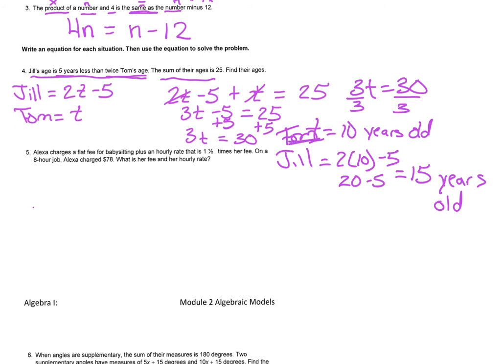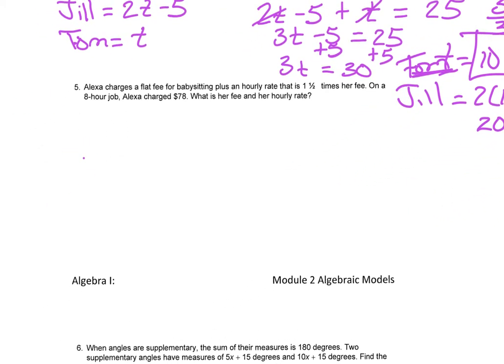So Tom is 10 and Jill is 15. Okay, the next question is about Alexa. Alexa charges a flat fee for babysitting plus an hourly rate of 1.5 times her fee. On an 8-hour job, Alexa charged $78. What is her fee and her hourly rate? So F is going to be her fee, and her hourly rate we know is 1.5 times her fee.